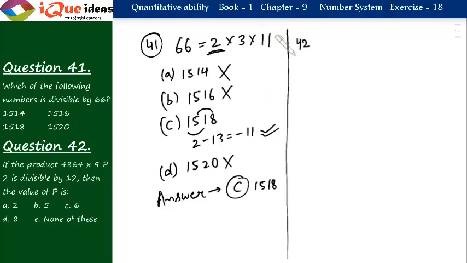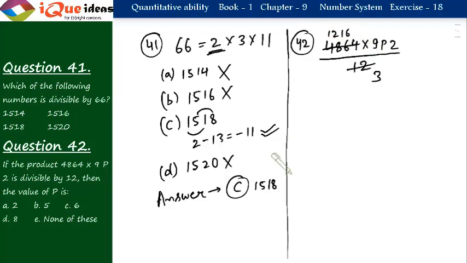Now let's say question number 42. It says if the product 4864 into 9p2 is divisible by 12, then the value of p is. Now first divide it by 12. Let's see what happens. Now 4864 is divisible by 4. 12 is also divisible by 4. So divide by 4. If you divide by 4, you get 3. And here 4864, if you divide by 4, it will be 1216. Now 1216 is not divisible by 3. Check it. 1 plus 2, 3 plus 1, 4 plus 6, that is 10, not divisible by 3.